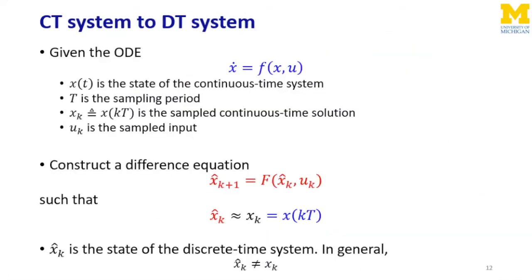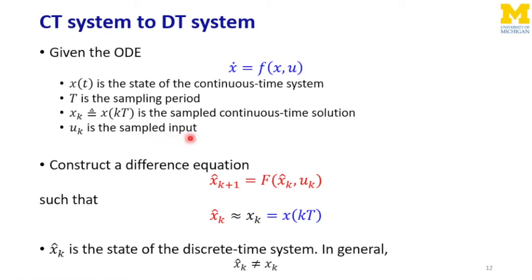And we are going to assume that T is the sampling period, so that x sub k is the sampled continuous time solution. Now, we don't actually have x sub k because we don't have the continuous time solution x of t. But we do have the input u, so we can sample it, and u sub k denotes the sampled input.